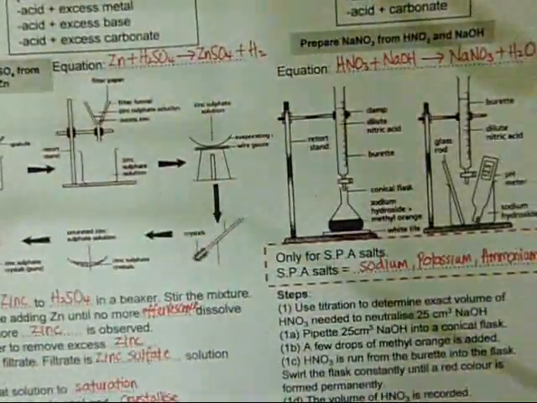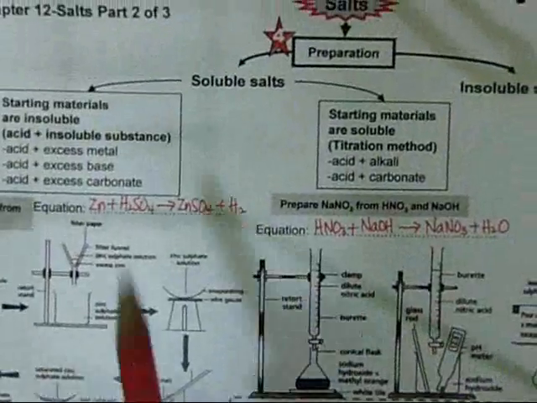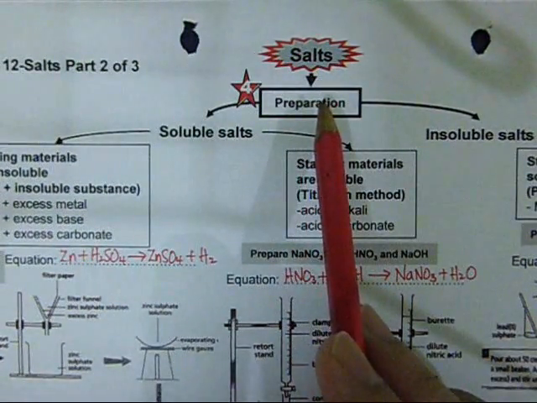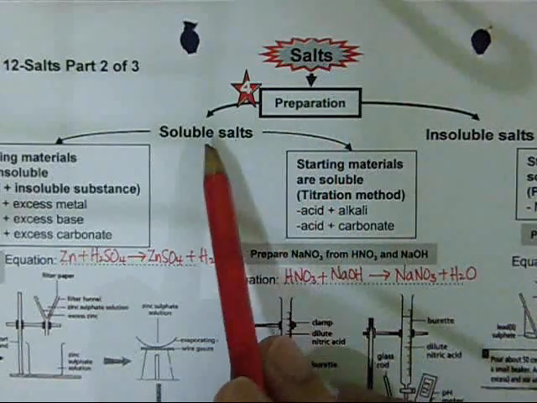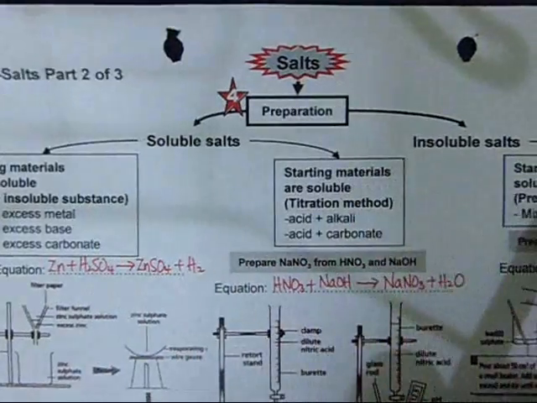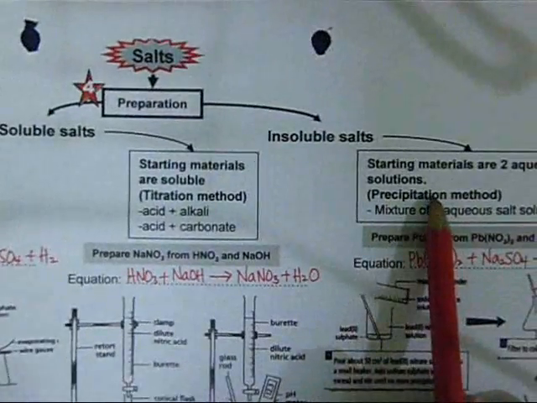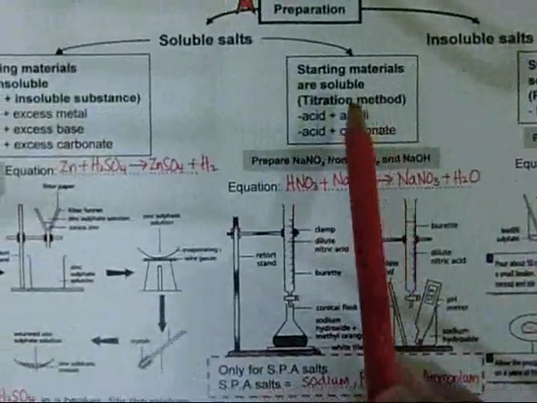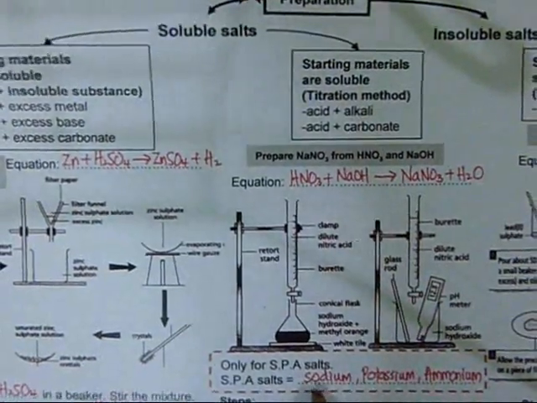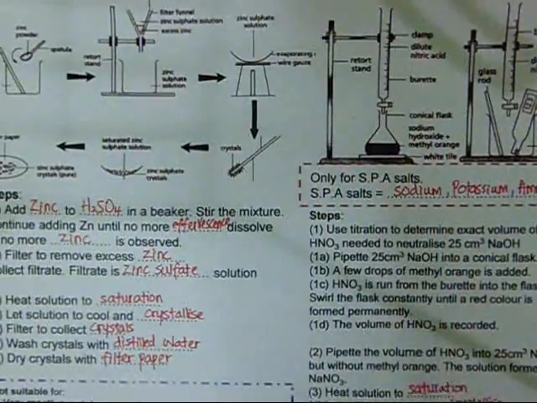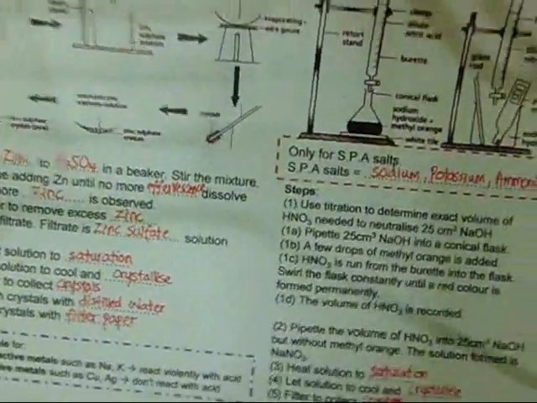Next one is the salt preparation. So these three salt preparation methods, remember. In order to prepare a salt, the first thing is we need to find out whether the salt is soluble or insoluble. So these two methods are for preparing soluble salt. This one is for preparing insoluble salt, the precipitation method. Okay, and then for the titration method, you need to know that it is used for preparing soluble salts of sodium, potassium and ammonium, as well as the steps. You must be able to roughly tell me the steps.